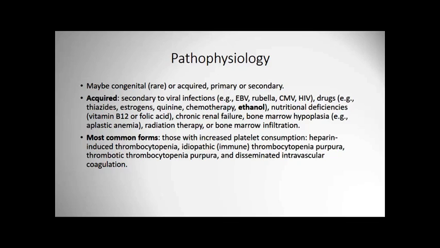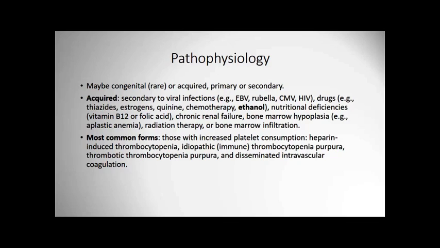Some nutritional deficiencies, remember B12 and folic acid are necessary for the production of blood cells, not only red blood cells, all of the cells in the bone marrow. Chronic renal failure, okay, bone marrow hypoplasia due to aplastic anemia, radiation therapy, infiltration of the marrow because of a leukemia, because of any cancer that infiltrates the marrow. But the most common forms are those that appear because of increased consumption of the platelets. Very common condition, or not very common, but very commonly seen in the clinical practice, heparin-induced thrombocytopenia. Patients that are having certain type of heparin that develop a thrombocytopenia.